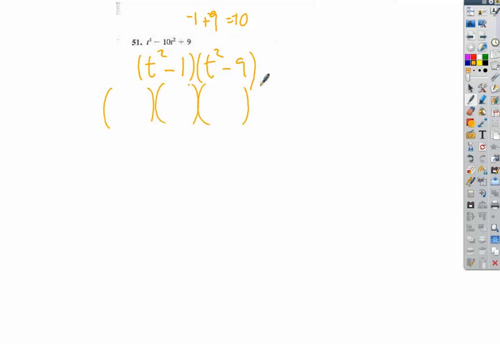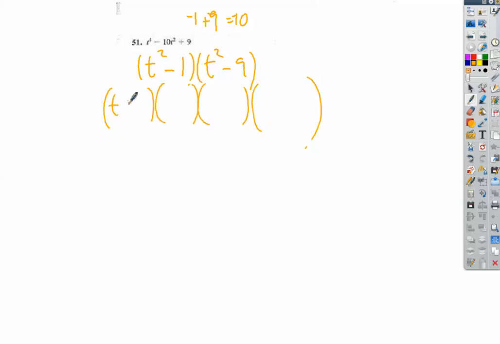And the last problem. t to the 4th minus 10t squared plus 9. This is factorable, because I know 9 has factors of 1 and 9, and 1 plus 9 is equal to 10. In this case, -1 and -9 equals -10. So I have t squared, because t squared times t squared is t to the 4th, minus 1 times t squared minus 9. Of course, they give us 2 differences of squares. Both of these are differences of squares. So we're going to end up with 4 terms here.